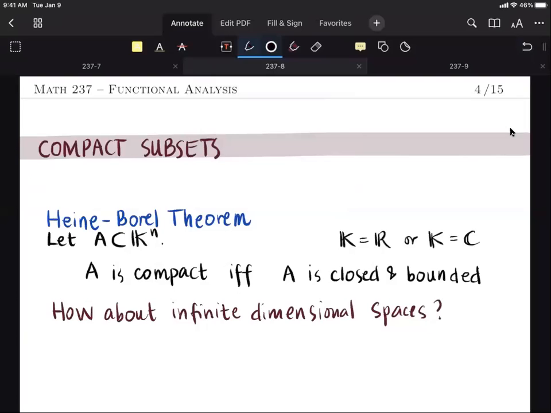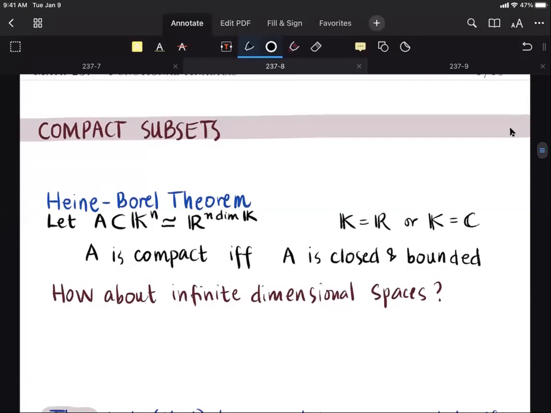you can also have the version in C to the n, knowing that this K to the n is isometrically isomorphic to a Euclidean space, that is R to the n times the dimension of K. And in this case, let's say, the dimension is 2 if K is equal to C, and the dimension is 1 if K is equal to R. So this K to the n can be isometrically embedded into, or it is isometric to a Euclidean space.